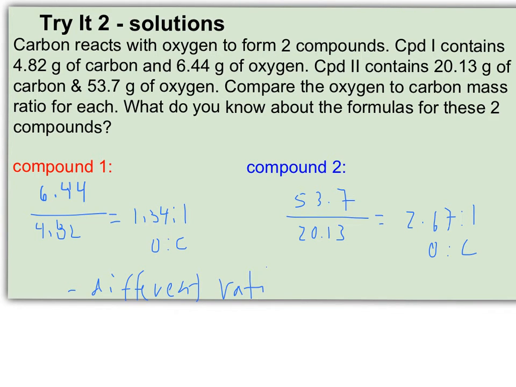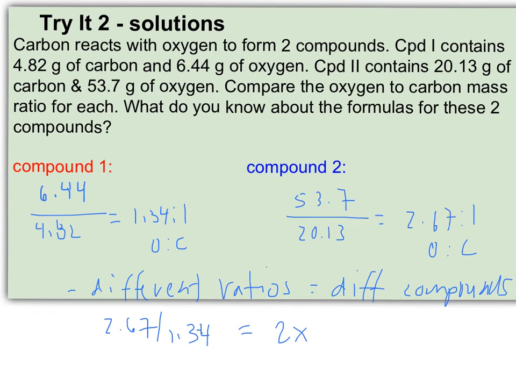And besides being different compounds, I can also do a little more investigating here. I can see that the second compound has more oxygen because the number is bigger. And in fact, how much more does it have? Again, if I divide the two ratios, and big over the small, I get 1.99 something, or 2 times as much oxygen in the second compound. So if our first compound happened to be carbon monoxide, CO, my second compound would have to have twice as much oxygen, or be CO2.